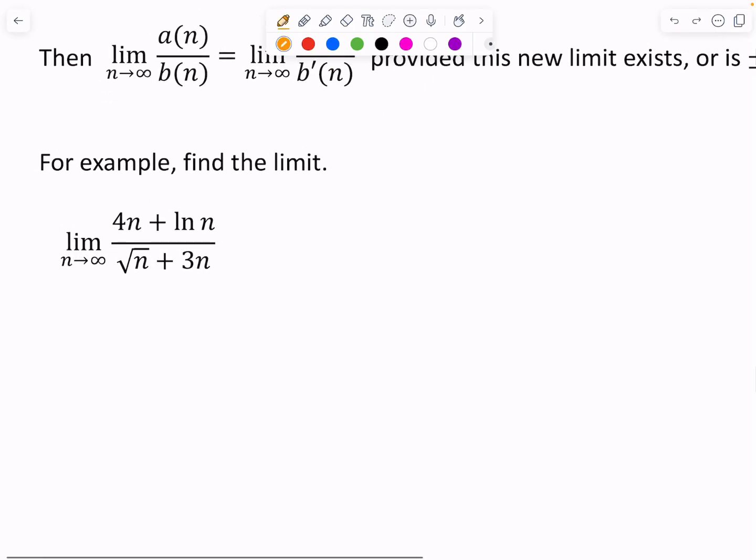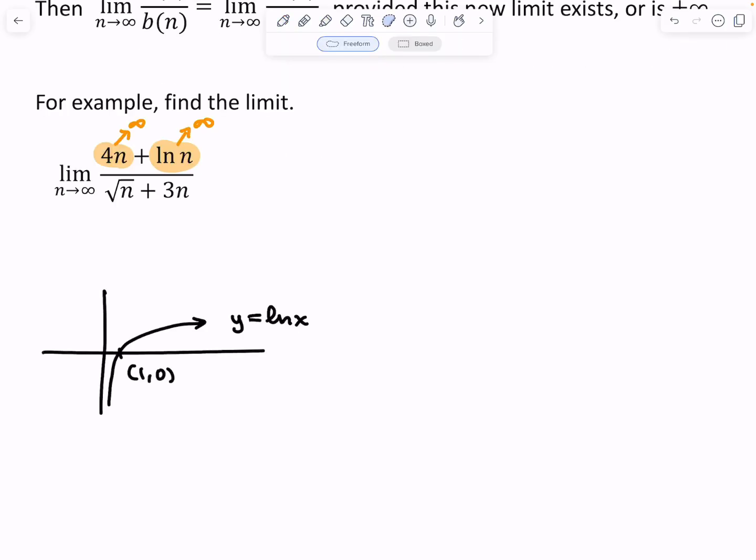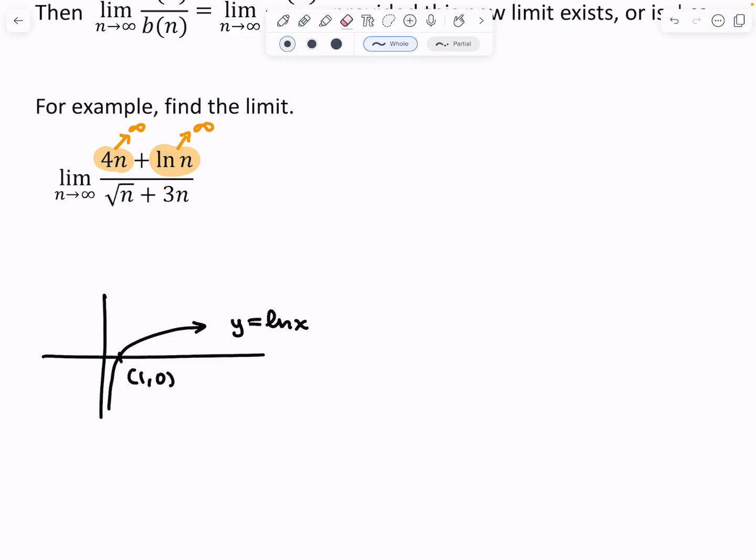If you break this down, 4n as n approaches infinity. Natural log of n also approaches infinity. Recall that the graph of natural log of x is as shown here. Even though the graph of natural log of x flattens out, it does not have a horizontal asymptote. Any horizontal line you could possibly draw, this graph will eventually go higher than it. So the natural log of n will approach infinity as n approaches infinity, although very slowly.